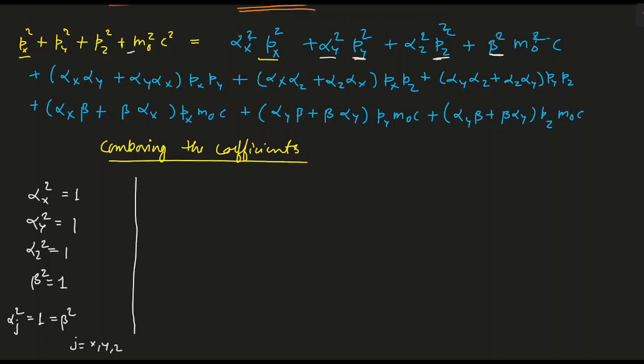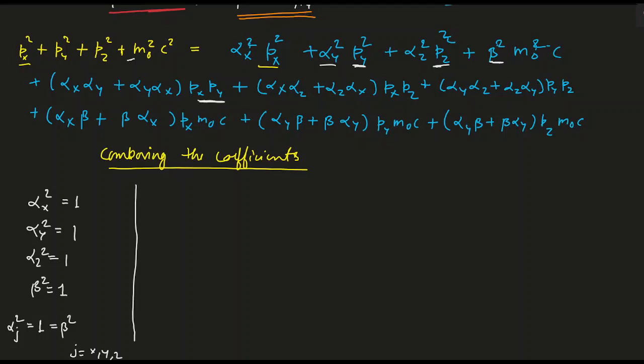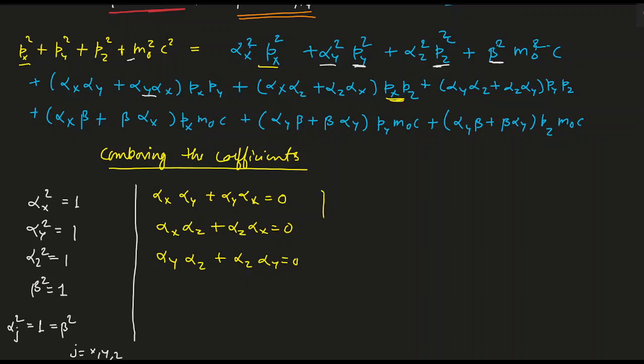Similarly, now we have the px py term. Is there any cross term px py in the LHS? No, there is no cross term, so this quantity will be equal to 0. So alpha x alpha y plus alpha y alpha x equals 0. Similarly, there is no px pz term in the LHS, so alpha x alpha z plus alpha z alpha x is also 0. Similarly, no py pz term in the LHS, so alpha y alpha z plus alpha z alpha y equals 0. You can also generalize this: alpha j alpha k plus alpha k alpha j equals 0. Let me write that for you explicitly.